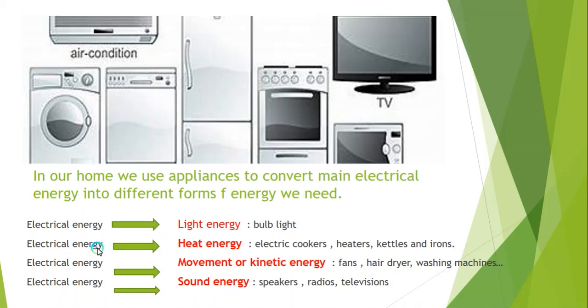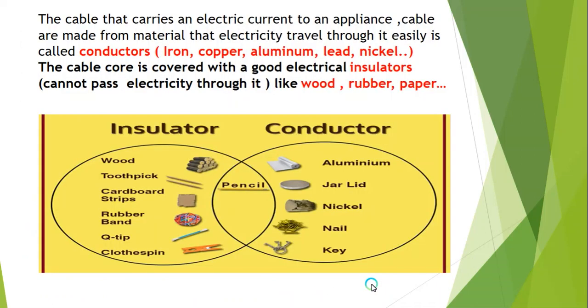The electric energy can be converted into heat. For example, the electric cooker, the heater, the kettle, and the iron produce heat from the electrical energy. And next, the electric energy can be converted to movement or kinetic energy. That means there is a motor inside, for example the fans, the hair dryer, and the washing machine. And then the electric energy can be transformed to sound energy, for example the speakers, the radio, and the television or TVs.